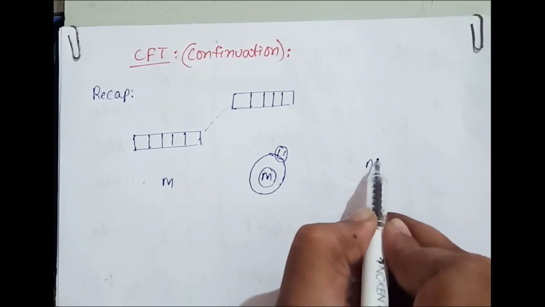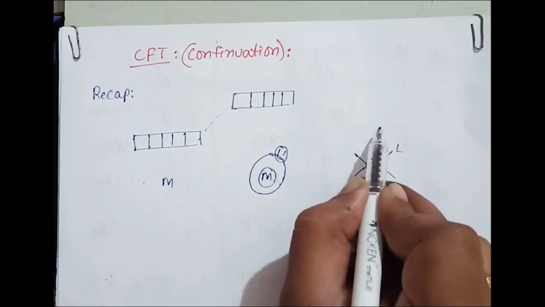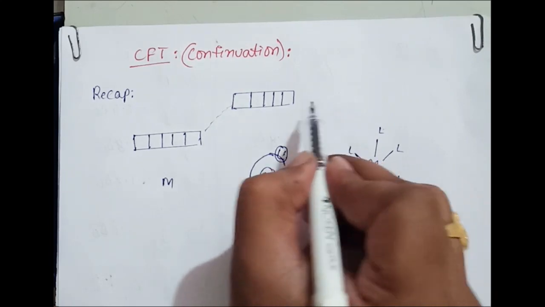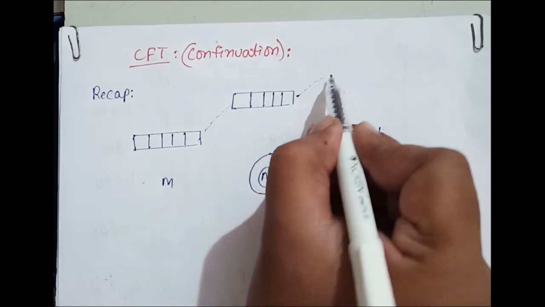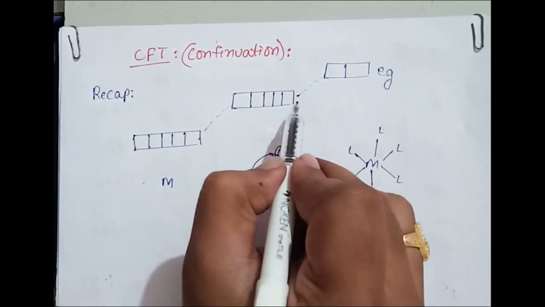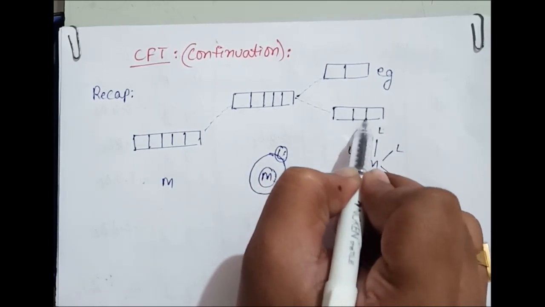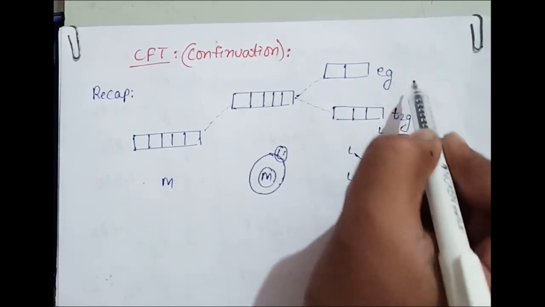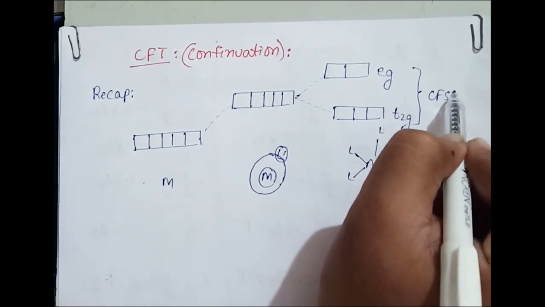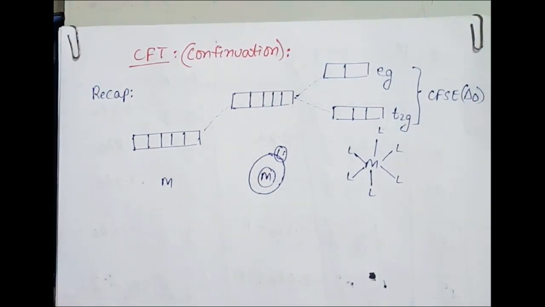Then in octahedral system, ligands approach the metal along the axis. Listen to my point, it's a very important word. Ligands approach along the axis. That's why the d orbitals which are located along the axis, that is the Eg orbitals, will go to higher energy level, and T2g orbitals will come down to lower energy level. And the energy gap between these two is called crystal field splitting energy. Symbol is del O. That is what we have studied in the previous topic.